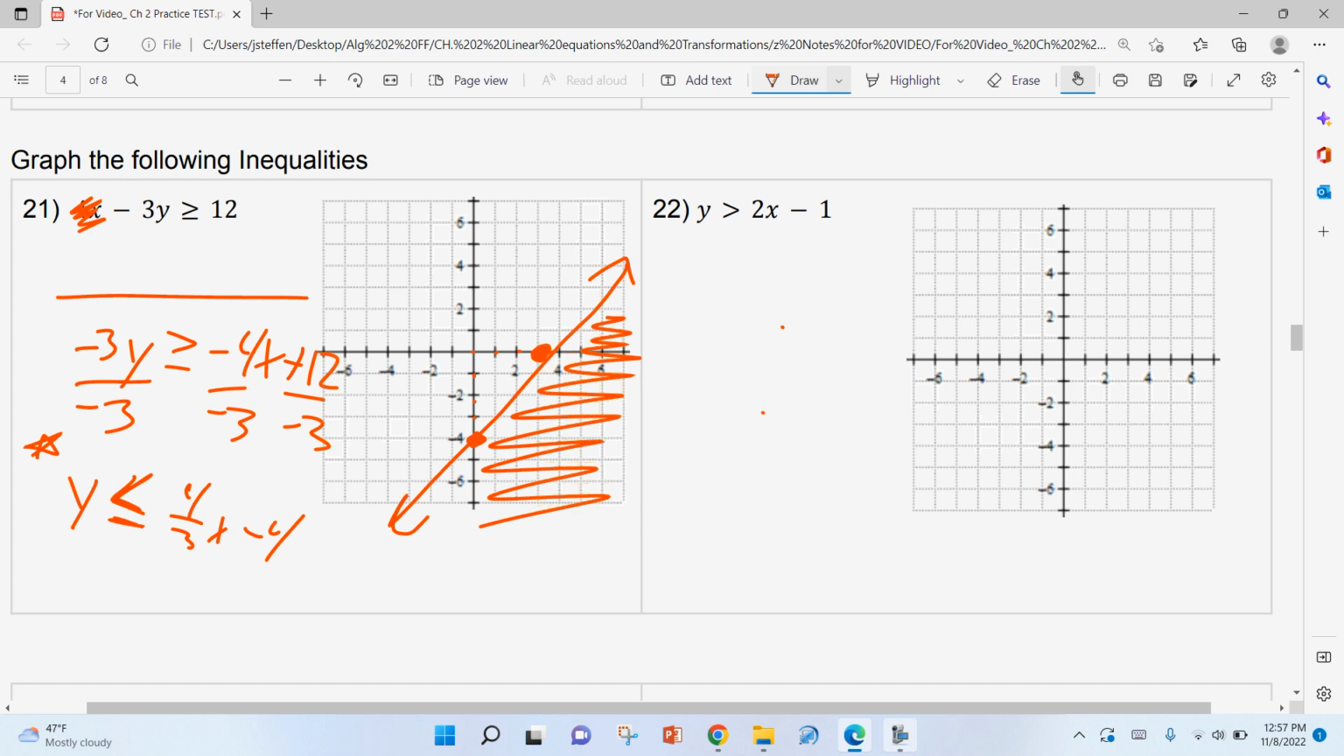The next one's not as bad because it's already in slope-intercept form. So we have negative 1 and then up 2 over 1, 2 over 1. This one is a dotted line. And this one, y is greater than, so we shade above that line.